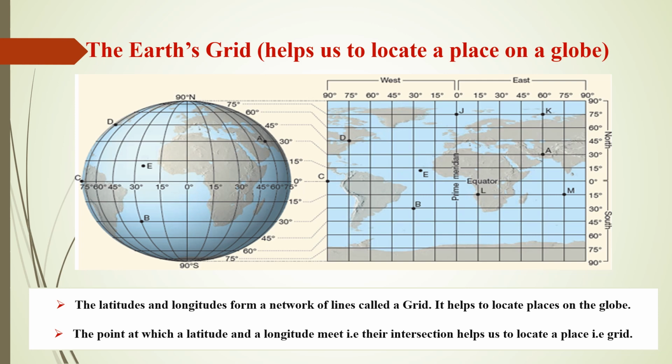You may have a doubt: what is the use of the grid? The grid helps us to locate a particular place on the globe. All of you observe here on the map, latitudes and longitudes are drawn. With these latitudes and longitudes, we can locate a particular country or a state.